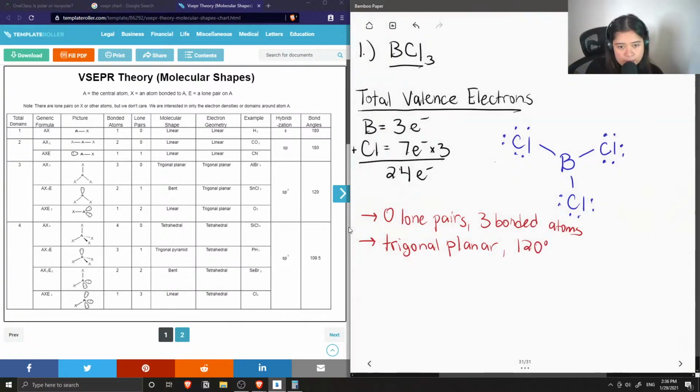Okay, so let's also recall that chlorine is much more electronegative than the boron, so each of these chlorine atoms will have dipole moments pointing in the direction of these chlorines. But if we look at our trigonal planar structure, you'll see that it is symmetrical. So I'm just going to write down here, we have a symmetrical structure. And all of these dipole moments cancel each other out.